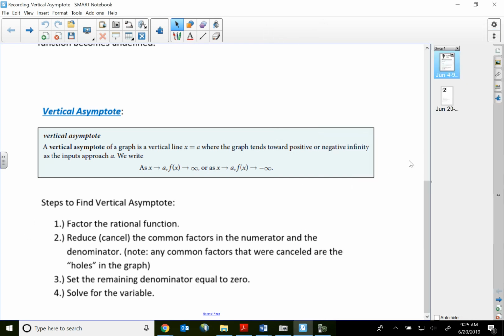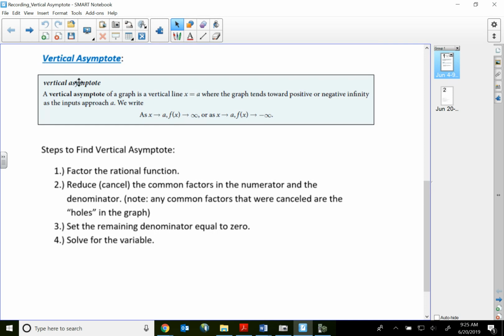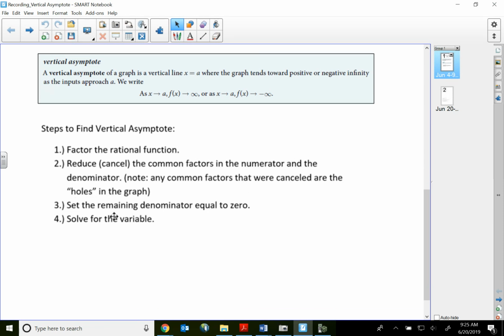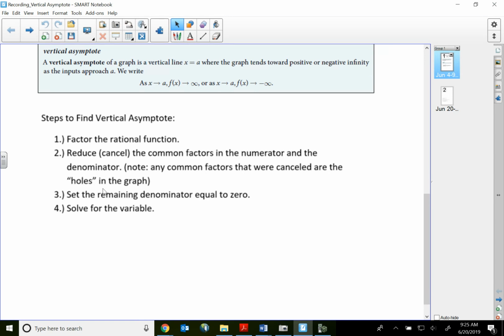All right. So the steps on how to find the vertical asymptote are practically exactly the same steps as how to find the restrictions on the domain. The first thing we have to do is factor the rational function, factor the numerator and the denominator, and cancel the common factors. Any common factors that were canceled out are the holes that we talked about before in the graph. So we have to keep that in mind, especially when we're stating the domain for our function.